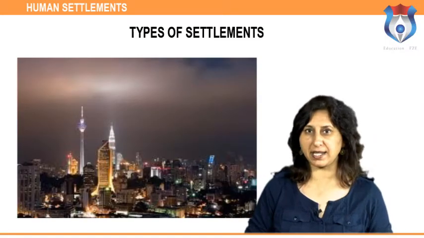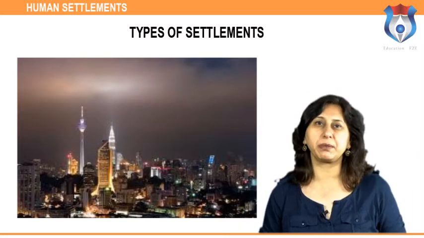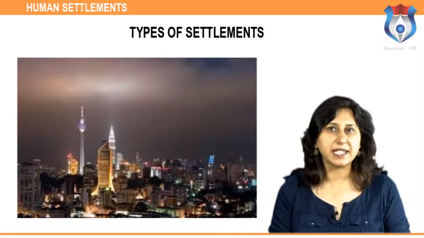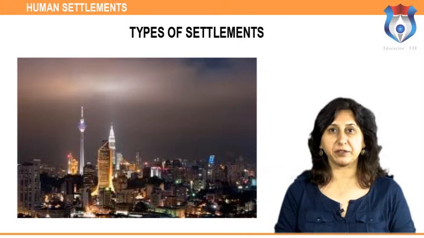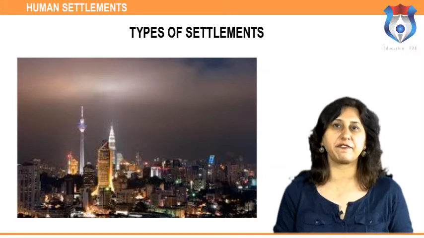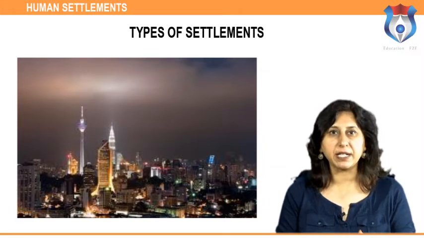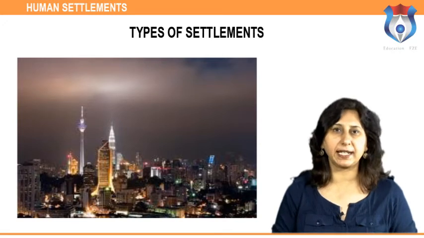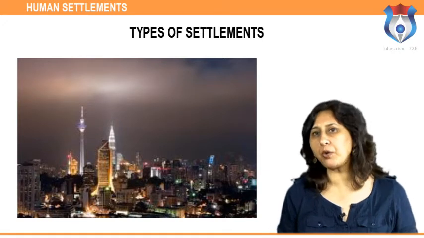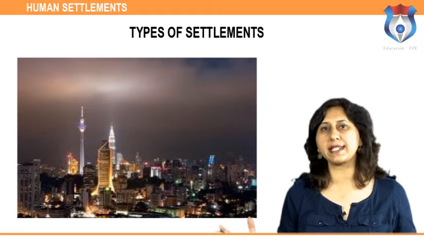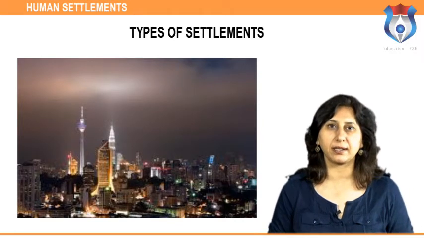Types of settlements. Let us begin with settlement. A settlement is a place where people live. A human settlement is defined as a place inhabited more or less permanently. A village, a town or a city, all are examples of human settlements.